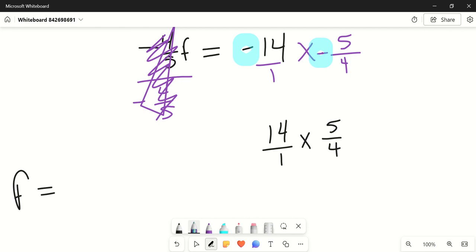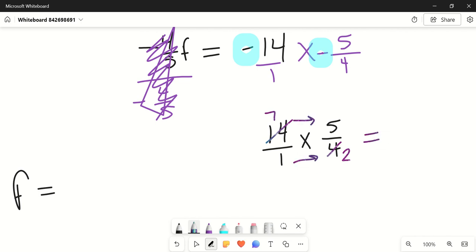Check for cross simplification. Do any of them have any common factors? Yeah, 14 and 4. What do they both have in common? 14 and 4 both have what in common? 2. What happens if I divide 4 by 2, ladies and gentlemen? It becomes 2. What about 14 divided by 2? And I can't cross simplify anymore because with the 5 and the 1, one of them's a 1. So I'm going to multiply straight across.